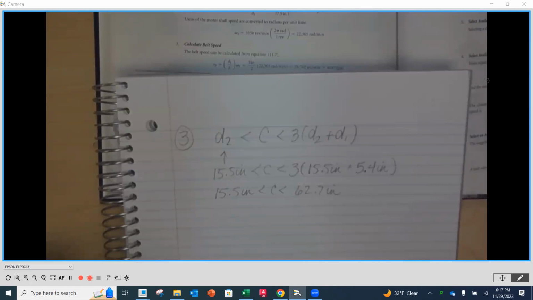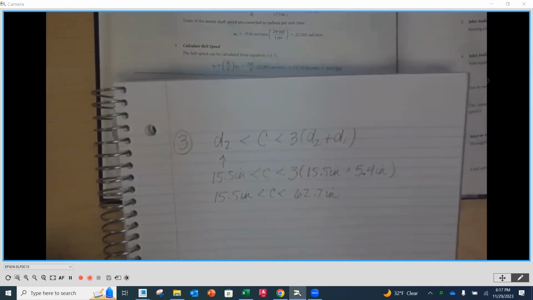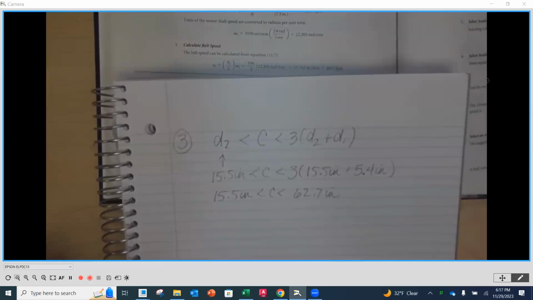So those who are online, this is your chance. For those who are virtual, you get to pick our center distance between 15.5 and 62.7. Anyone, write in the chat box or yell it out if you've got your microphone on.